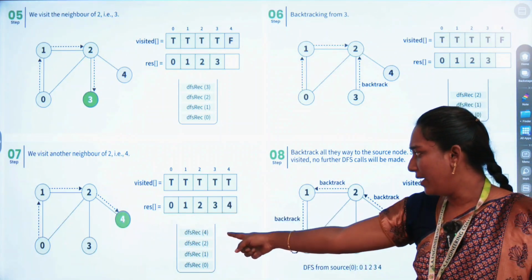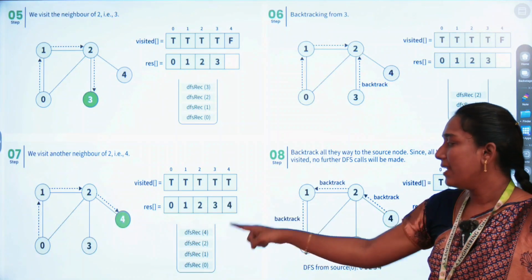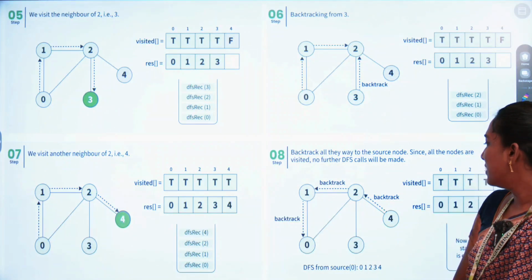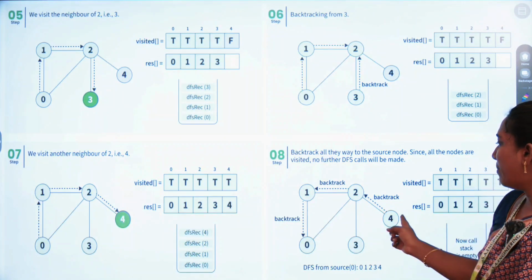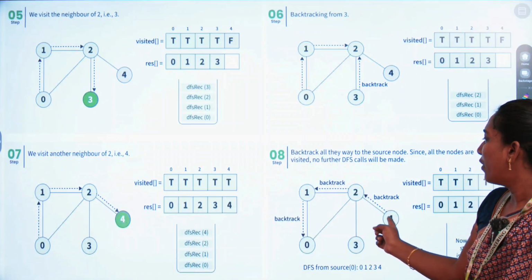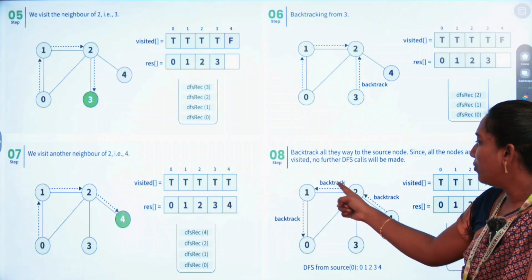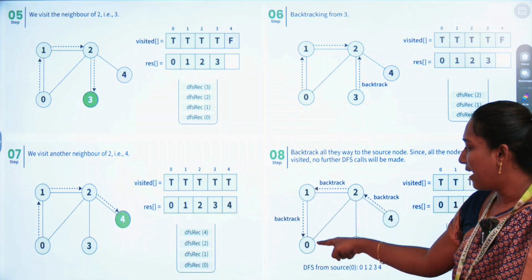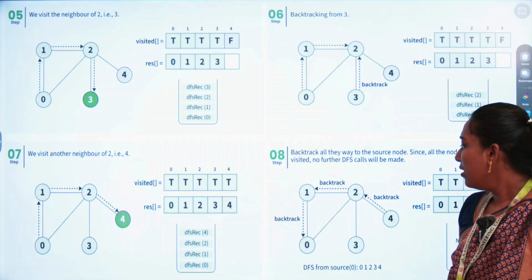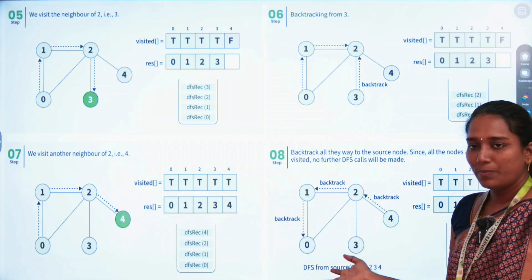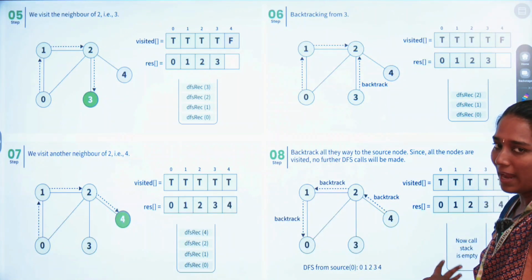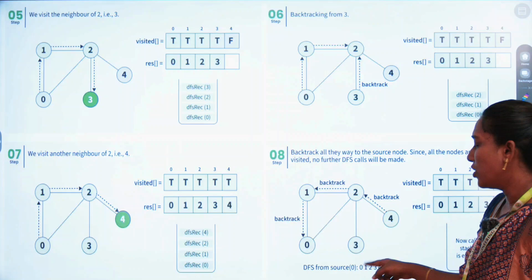Now 4 has been reached. Check whether any adjacent node of 4 is present. No other node is adjacent to 4. Now backtracking takes place from 4 to 2. Then from 2 to 1, is there an adjacent node? No, all nodes have been visited. Then from 1 to 0, and from 0 is there any other adjacent node? No. So the stack has become empty. This is the concept of DFS.